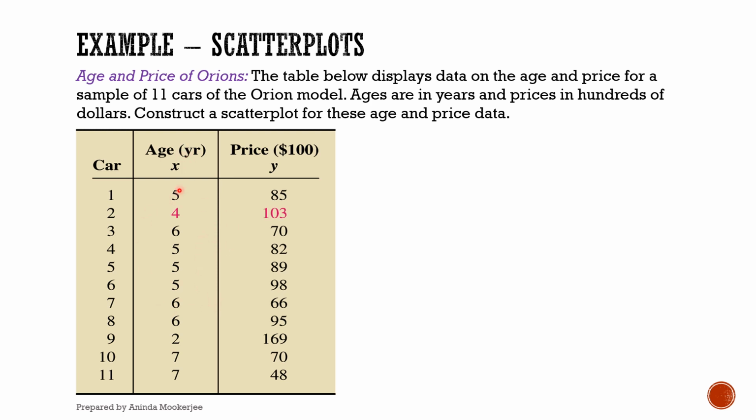All right, we have age, which represents the X variable, and the selling price of the car, which represents the Y variable. So in ordered pairs, we can write this as 5, 85, then 4, 103, 6, 70. The first one being the X variable, and the second quantity being the y variable. And the question says, construct the scatter plot for these age and price.